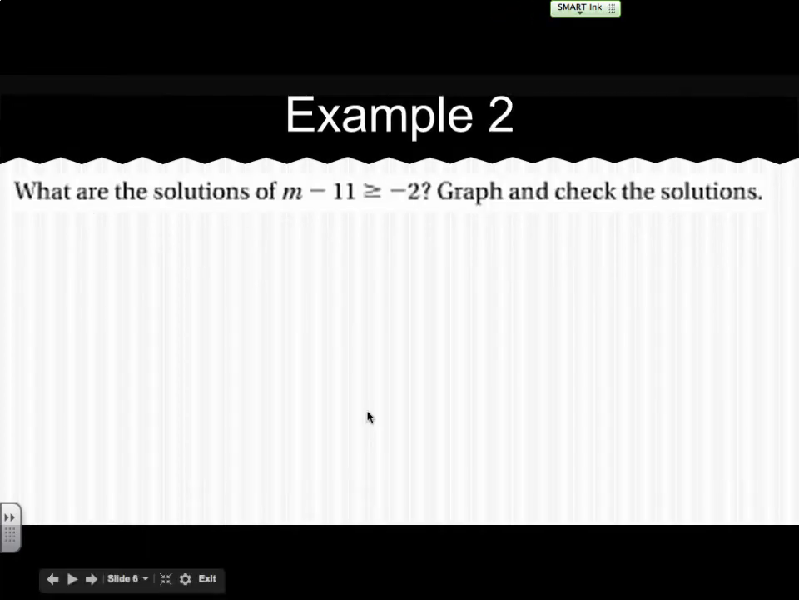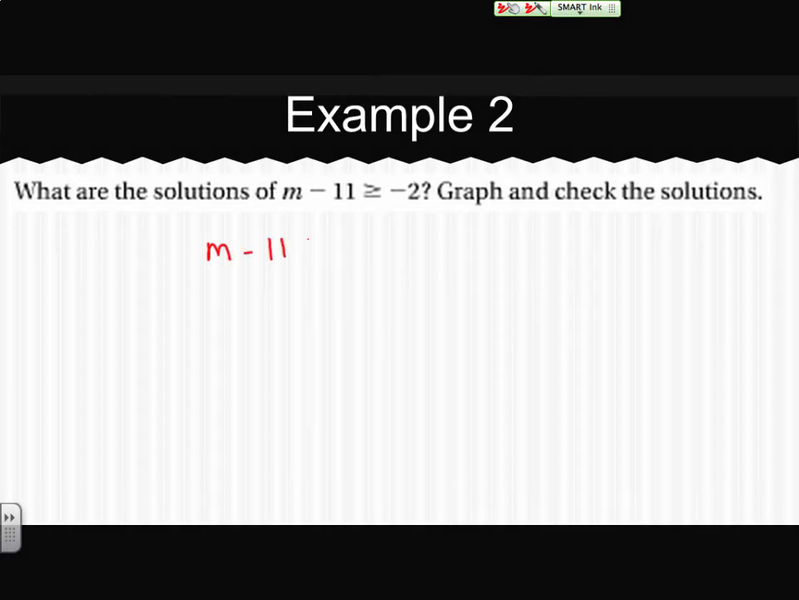Example 2. What are the solutions of m minus 11 is greater than or equal to negative 2? Graph and check your solution. So now I have m minus 11 is greater than or equal to negative 2. To move the negative 11, I'm going to add 11 to both sides, because that's the inverse operation. So now I have m is greater than or equal to 9. I'm looking for a number that's greater than or equal to 9. I'm going to choose 10.